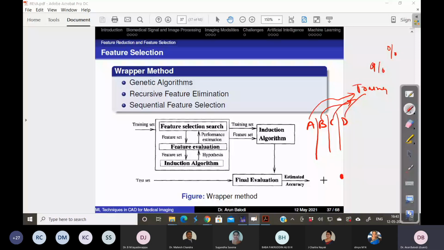The second method is recursive feature elimination. So instead of adding features, I will put them all together and train the model with the 4 features directly, and then I will start subtracting. First I will subtract D, then C, then B, and then A. With these 4 input parameters, I can have various combinations. I can use A, B, C, deleting C or D. I can have various combinations, train the model, and get the accuracy. This is the feature elimination method.